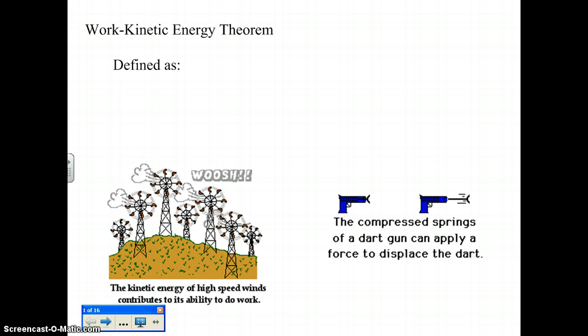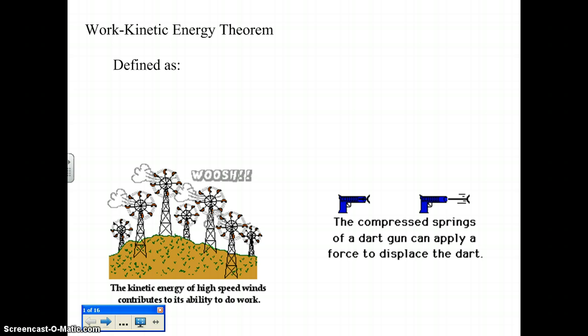This continues chapter 5, now talking about the work-kinetic energy theorem, which will deal with practice C problems. First thing we have is our definition of the work-kinetic energy theorem, which is quite lengthy, but I think it'll help you understand why it's necessary to talk about work and kinetic energy together.